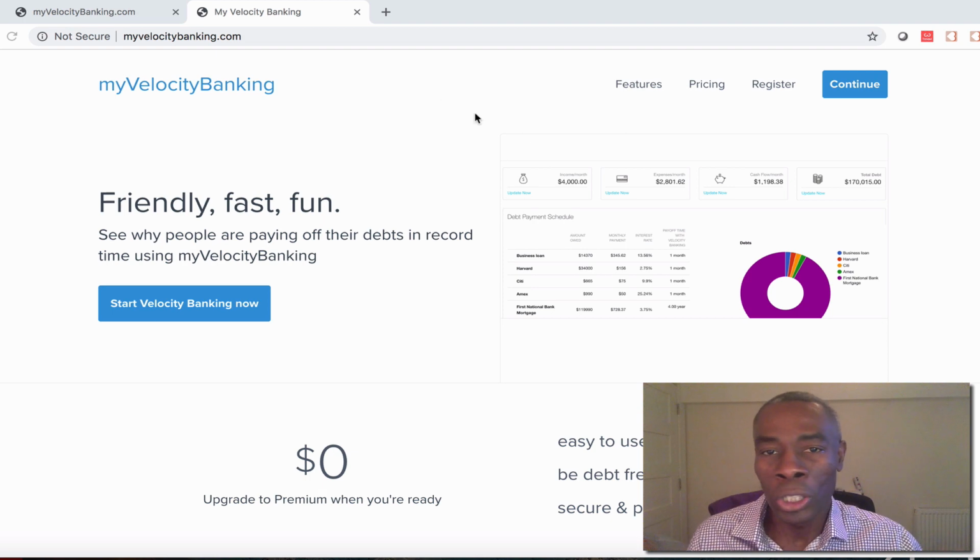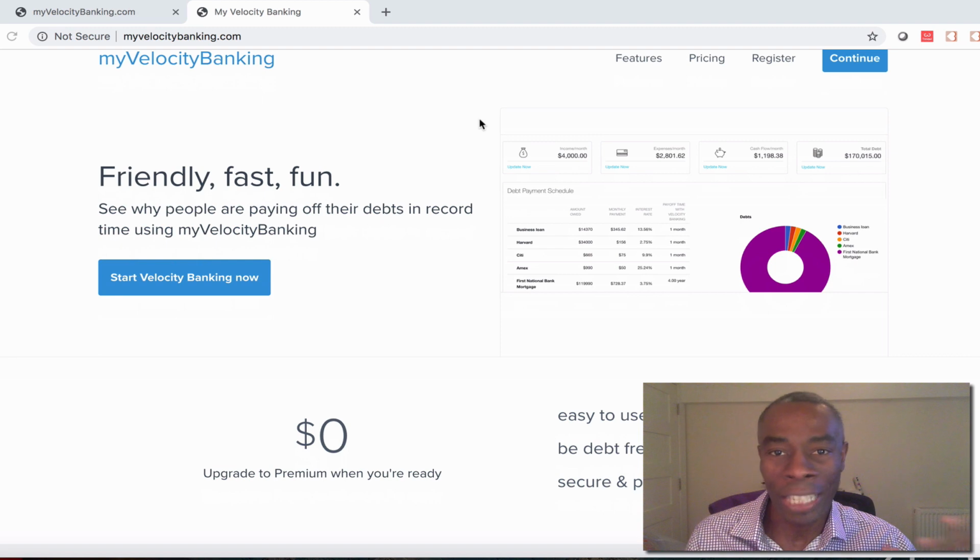And when you do, you can put in your income and your expenses and it will automatically calculate your cash flow, figure out which chunk to pay off, which debt to pay off, and how much chunk you should be making, and all the things that go into implementing the velocity banking strategy. So it's really easy for you to use.